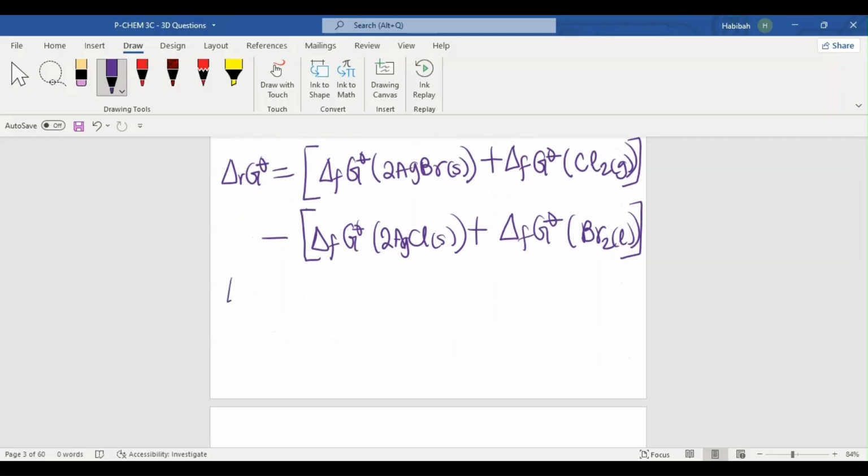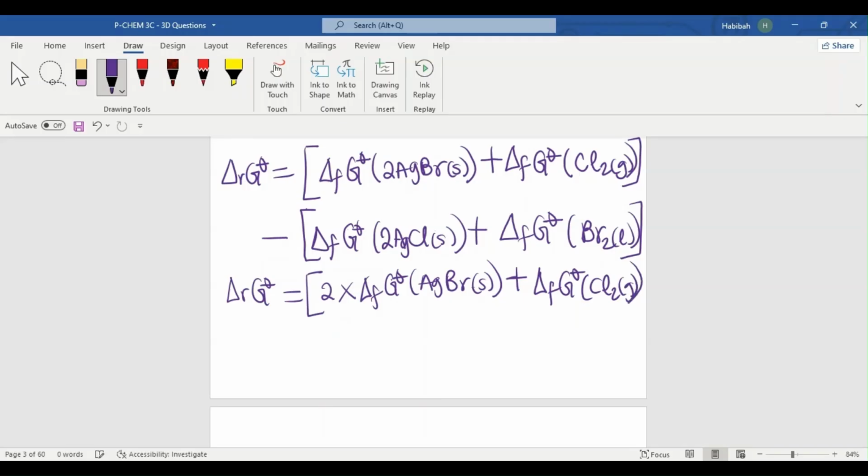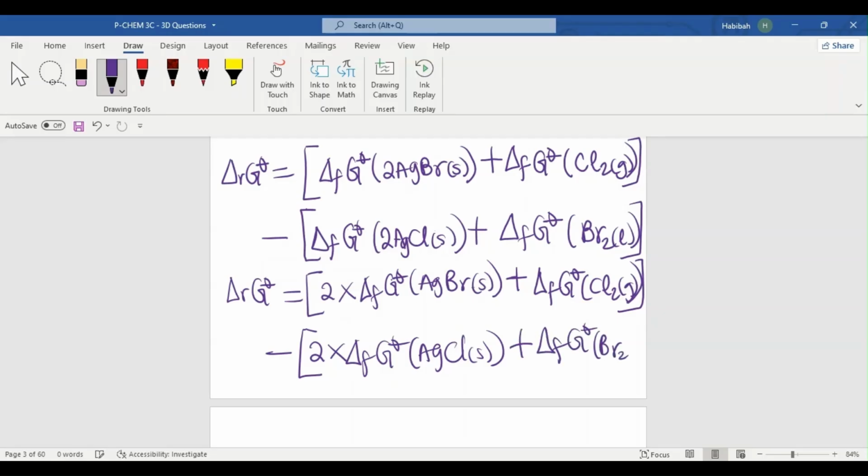So yeah, that gives the energy of reaction. Reorganizing again, we have 2 times the Gibbs energy of formation of AgBr solid, plus this one, which doesn't have any coefficient greater than 1, so we're just going to rewrite it here: chlorine gas. Then minus, here we have a coefficient greater than 1, so 2 times the energy of formation of AgCl solid plus the Gibbs energy of formation for bromine liquid.